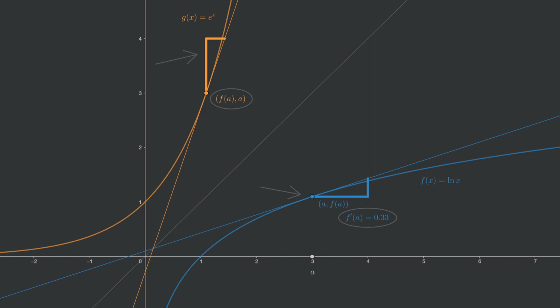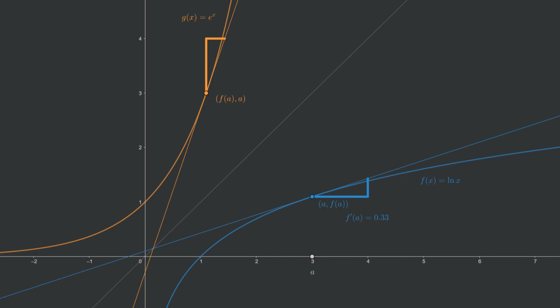However, that orange slope triangle is just the mirror image of the blue slope triangle, and that means that the lengths of the sides are just interchanged. So the derivative of g, which is the quotient of the lengths of the orange triangle, is just the inverse of the quotient calculated in the blue triangle. In other words, the derivatives at our two points are just inverse values of each other.